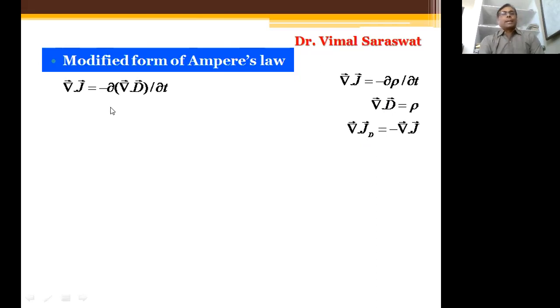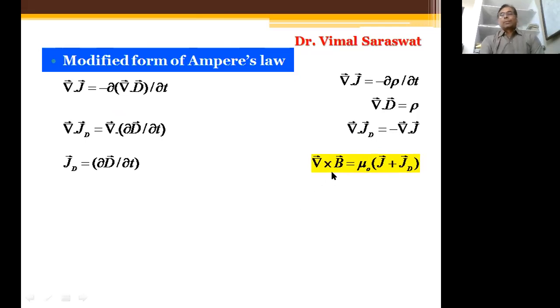So divergence of J can be replaced by this. So negative sign will be cancelled out, and hence divergence of JD is equal to divergence of del D by del T. And hence JD is equal to del D by del T.